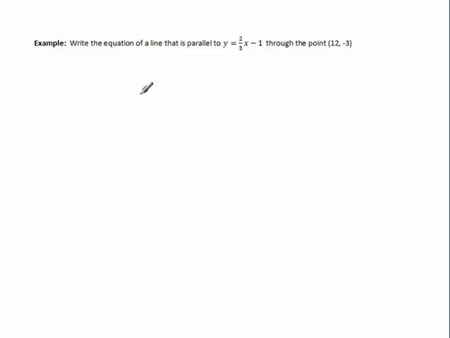All right, so now it wants us to write an equation of a line that is parallel. Well, let's underline that word. That's got to be important. To y equals 2/3 x minus 1, which is in that slope-intercept form, where y equals mx plus b, and it goes through the point (12, -3).